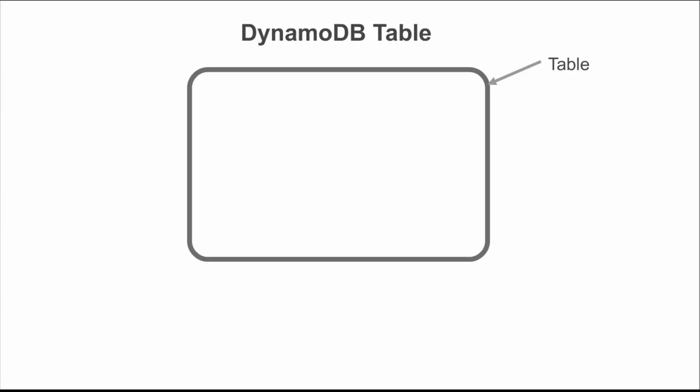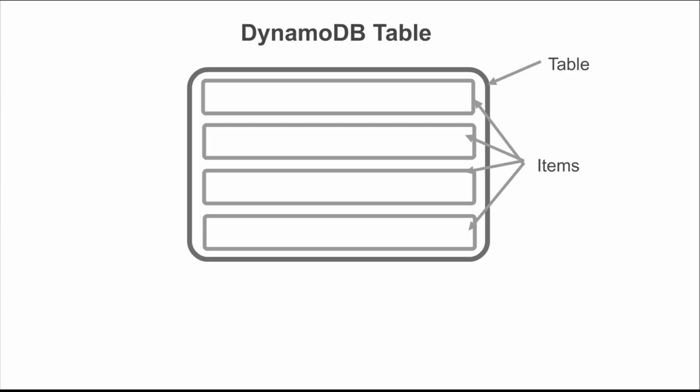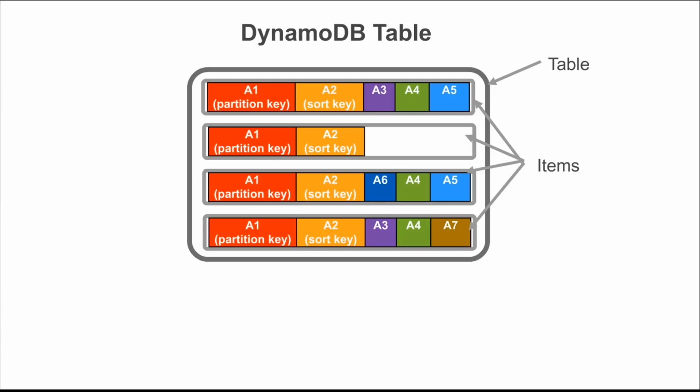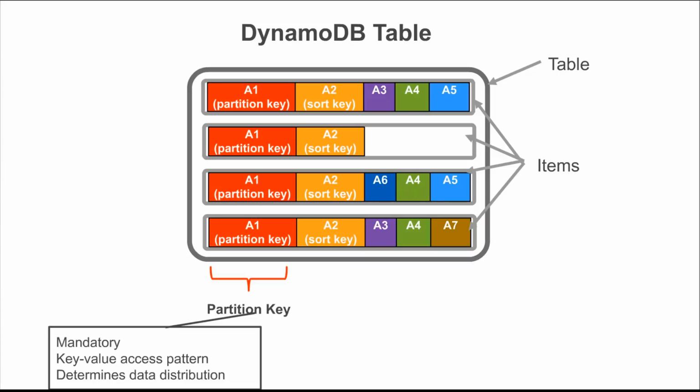In DynamoDB, your data sits inside a table. The table is like a database. The table consists of one or more items. An item is like a row. The items are composed of attributes. You can have one attribute, you can have hundreds of attributes, as long as you keep the item under 400 kilobytes. The most important attribute is the partition key.